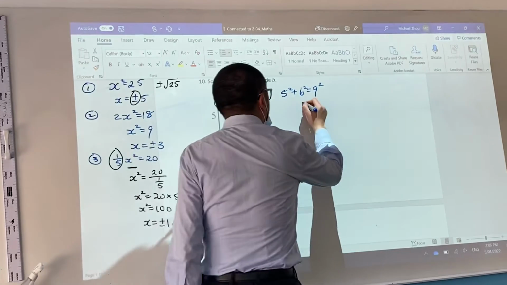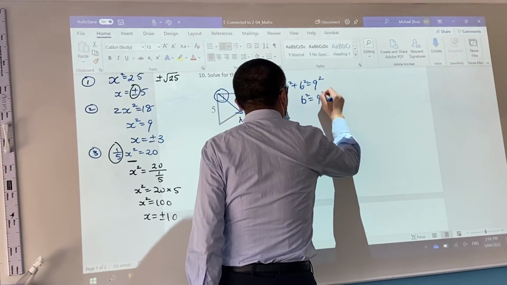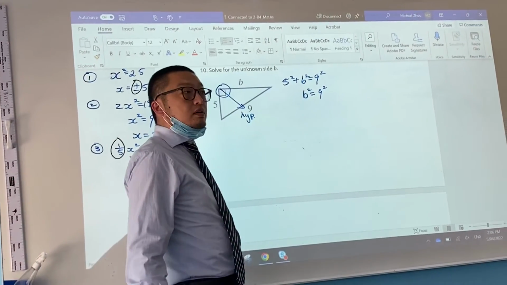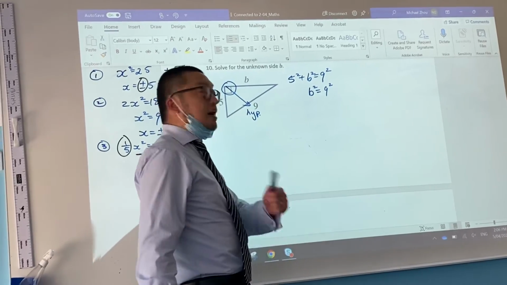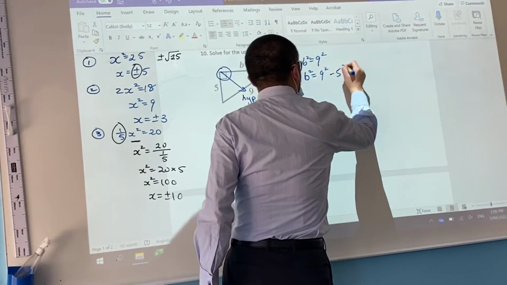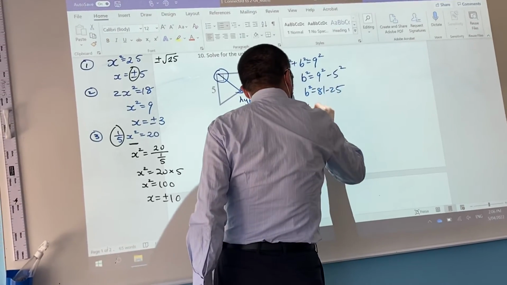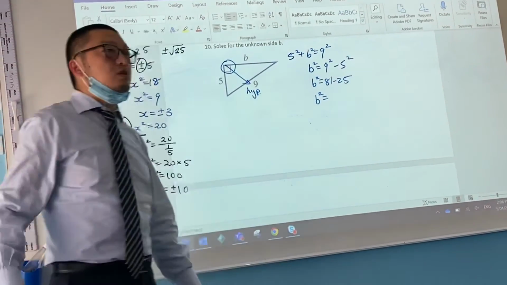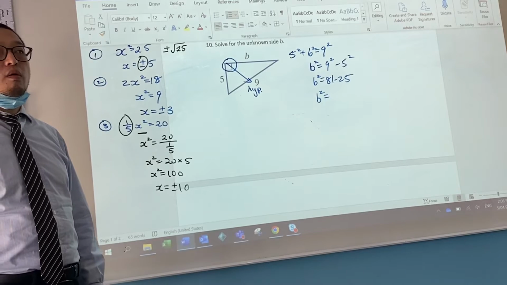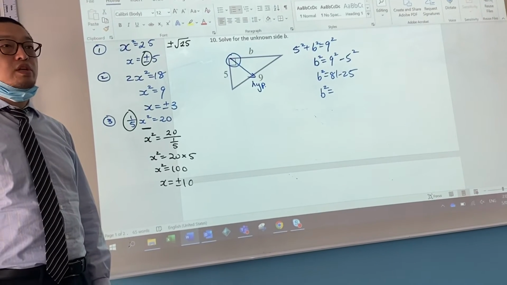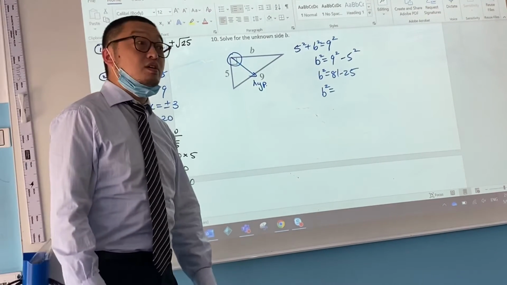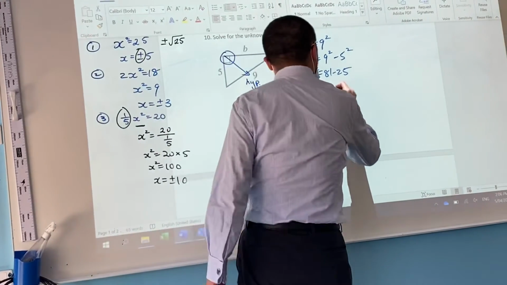Okay. Now, b squared equals 9 squared minus 5 squared. So b squared is 81 minus 25. B squared equals, what is it? 54? 50? 57? I think it's 56. Good job, Ahan.